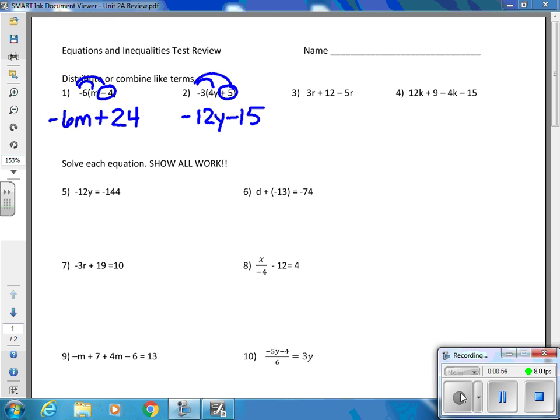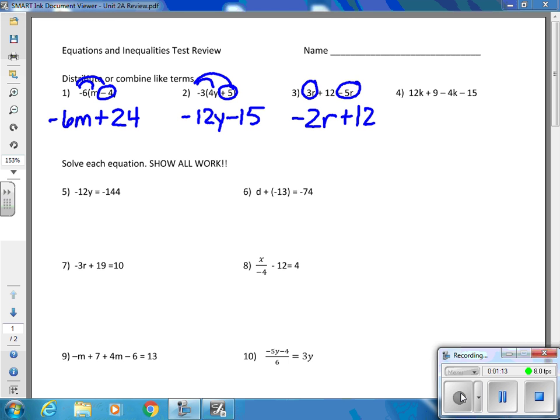When you get to 3 and 4, you're going to see there is no distributing, but you can combine things. You must combine the variables first and then the constants last. So in number 3, we can combine 3r with minus 5r. 3 minus 5 is negative 2r. The 12 has nobody to go with, so we just bring it down in the back.